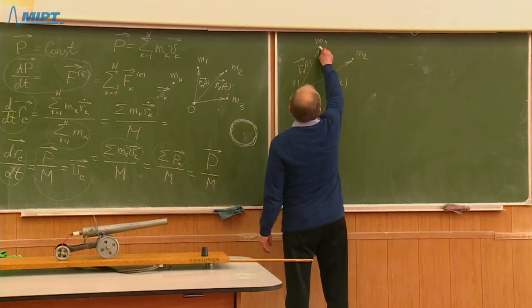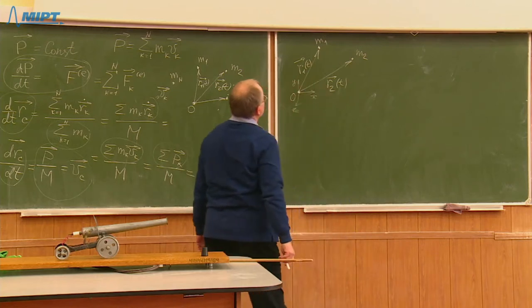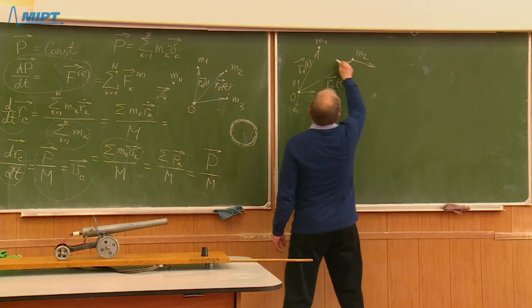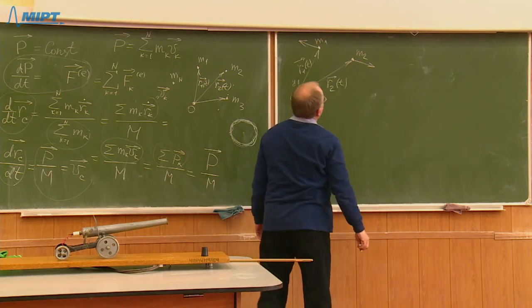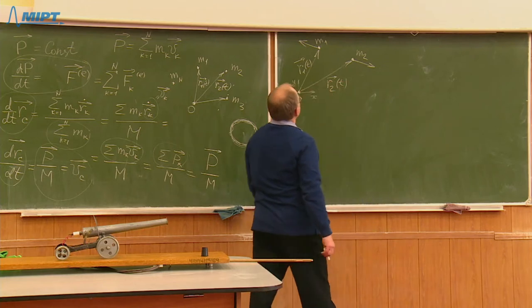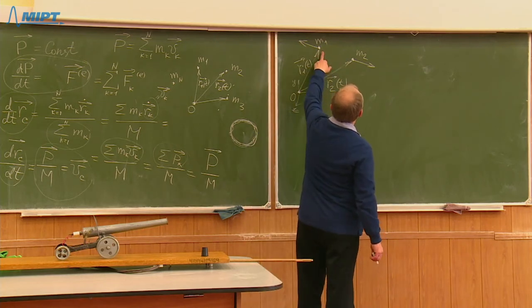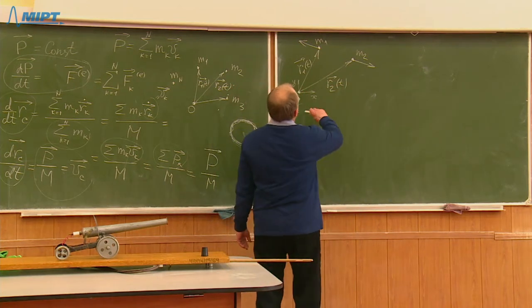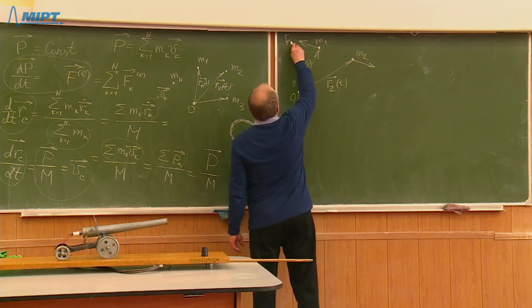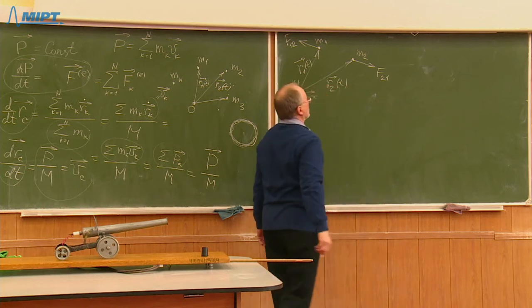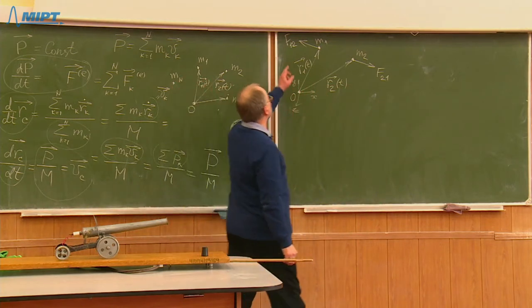So these bodies may somehow interact with each other. Well, let's say interact with some repulsive forces, as if they were identically charged bodies. So they bear the same electric charge of the same sign, and so they repel from one another. This will be the force F12 acting on the first body from the second body, and that will be the force acting on the second body from the first body, F21.